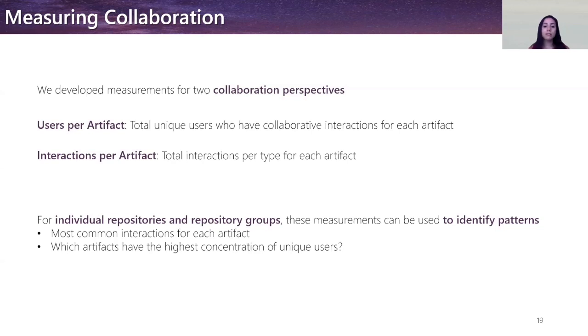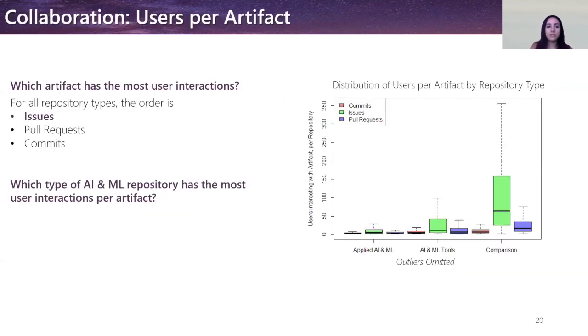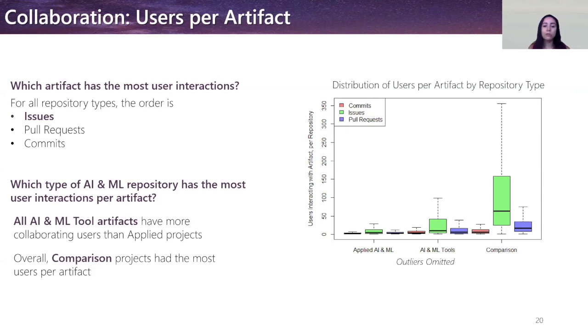For individual repositories and sets of repositories like our AI and ML community, these measurements can be used to identify patterns. So with our data set, issues had the most user interactions for each repository type, followed by pull requests and commits. And in our AI and ML repositories, the tools had more collaborating users than the applied projects.